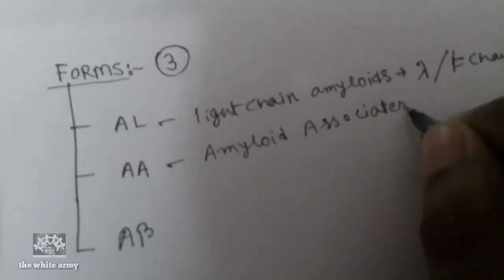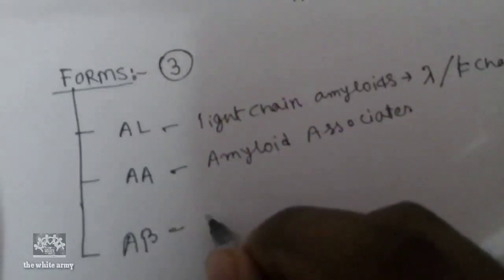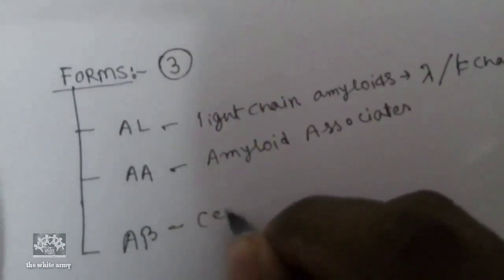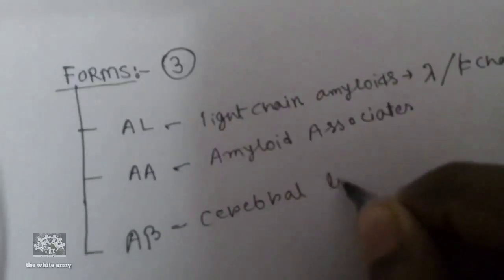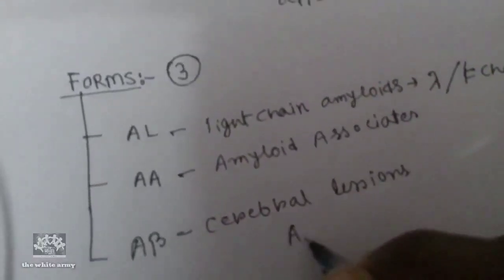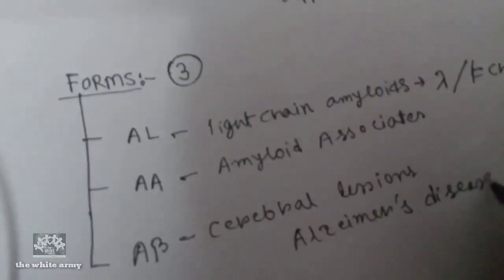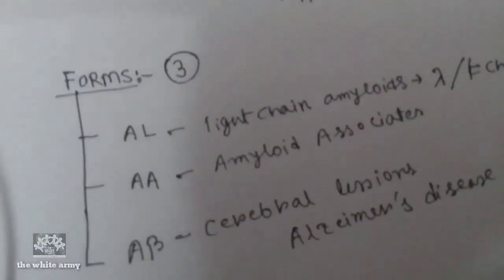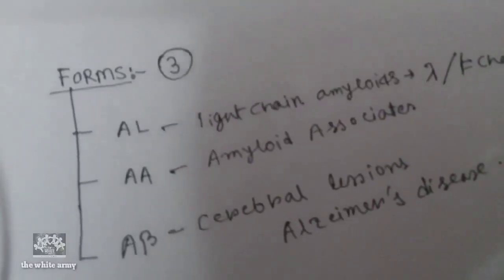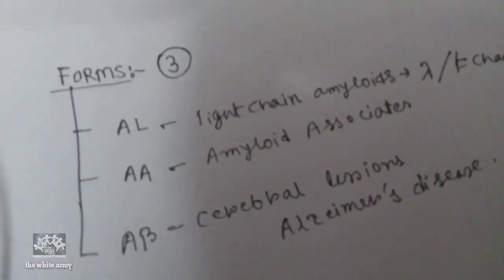A beta is generally seen in cerebral lesions in case of Alzheimer's disease. You can check our video on Alzheimer's disease. We have posted the video, and you can get a full idea of Alzheimer's disease there.